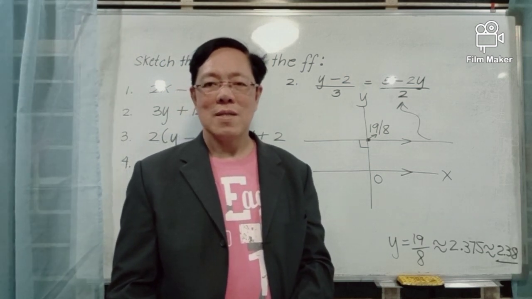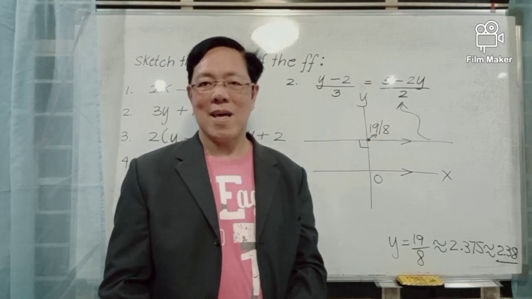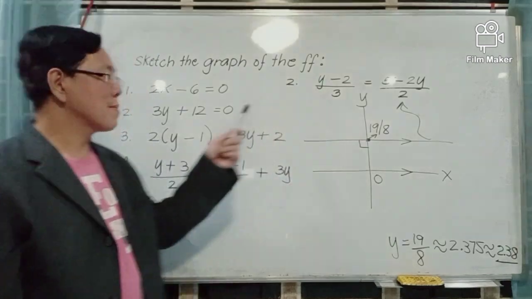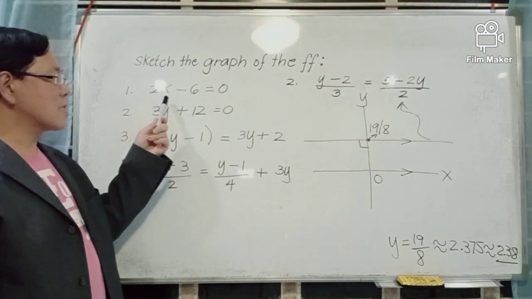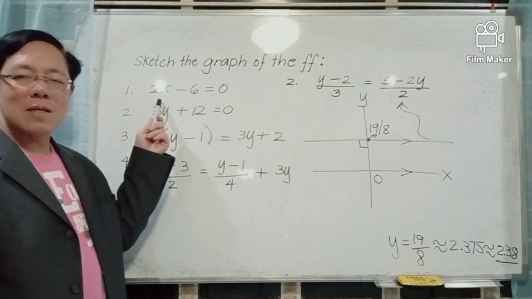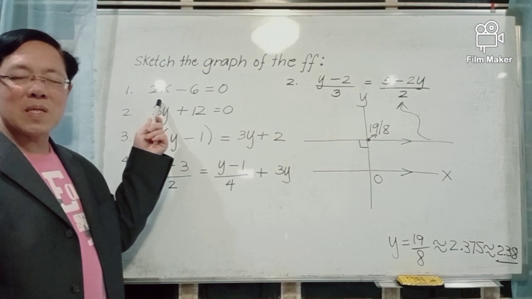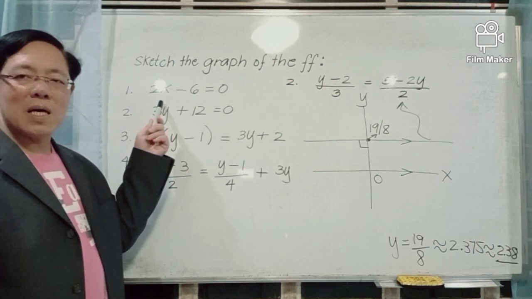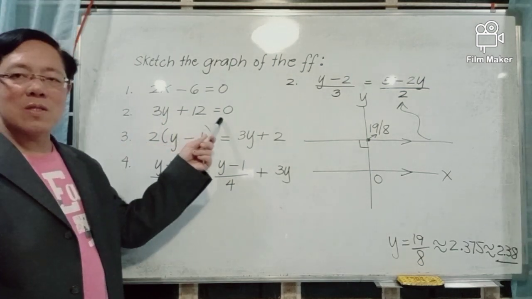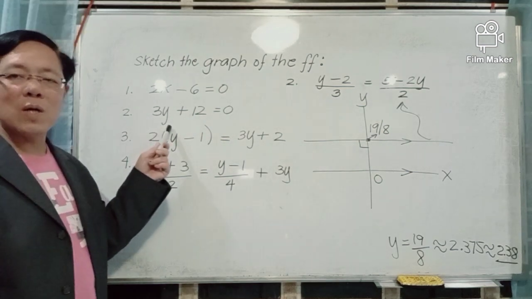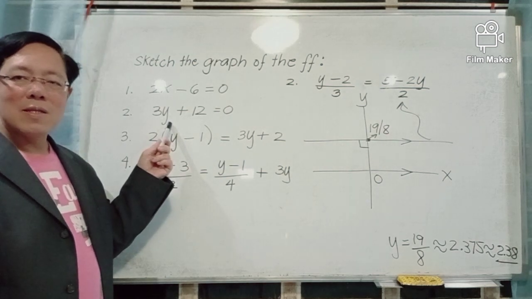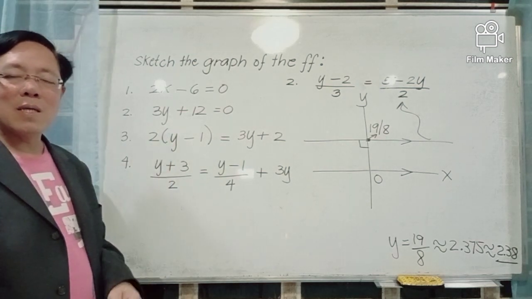Now, for your practice, please try the following exercises. Sketch the graph of the following. Number 1, 2x minus 6 equals 0. This is a linear equation in one variable x. So when you draw the graph of this equation, it should be a vertical line. Number 2, you have 3y plus 12 equals 0. This is a linear equation in only one variable y. And when you sketch the graph of this linear equation in y, your graph, your line should be a horizontal line.